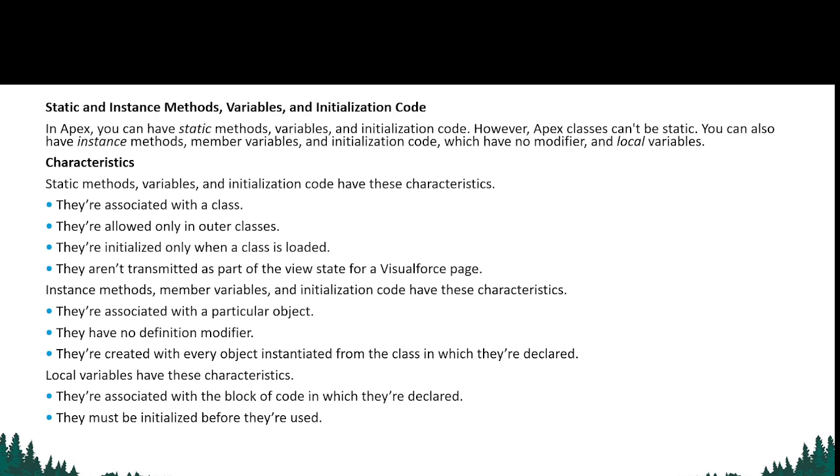So they are easily associated with a particular object. They do not have any definition modifier. They can have every object that can be inside the class. They all can be instantiated. And then we have the local variables. The local variables are associated with the block of code in which they are declared, and then they can be initialized before they are used inside the program.